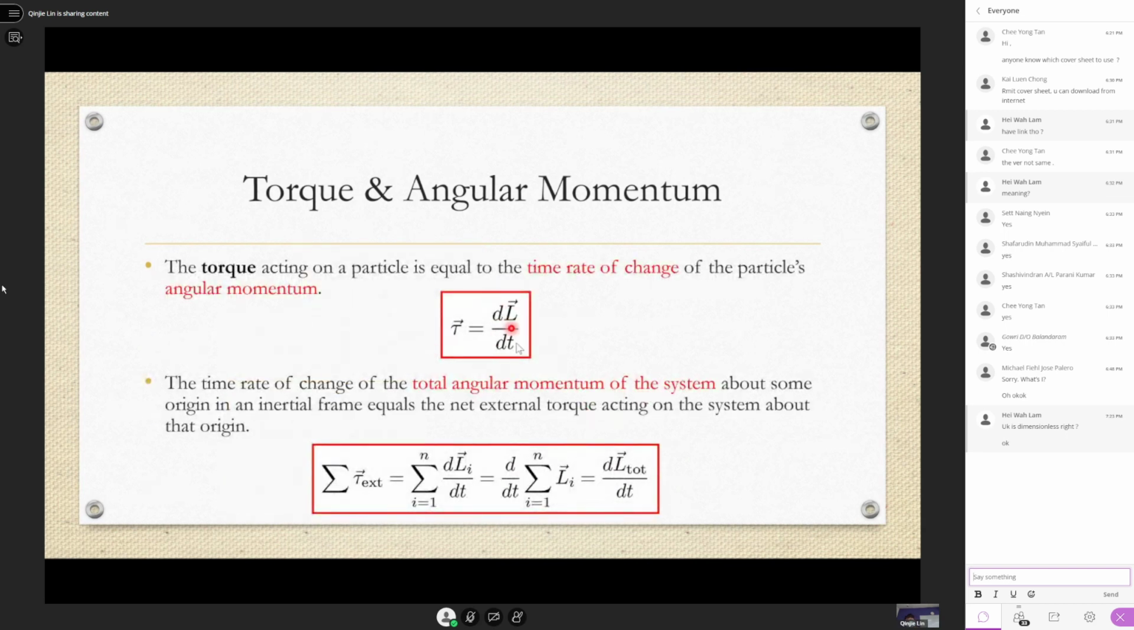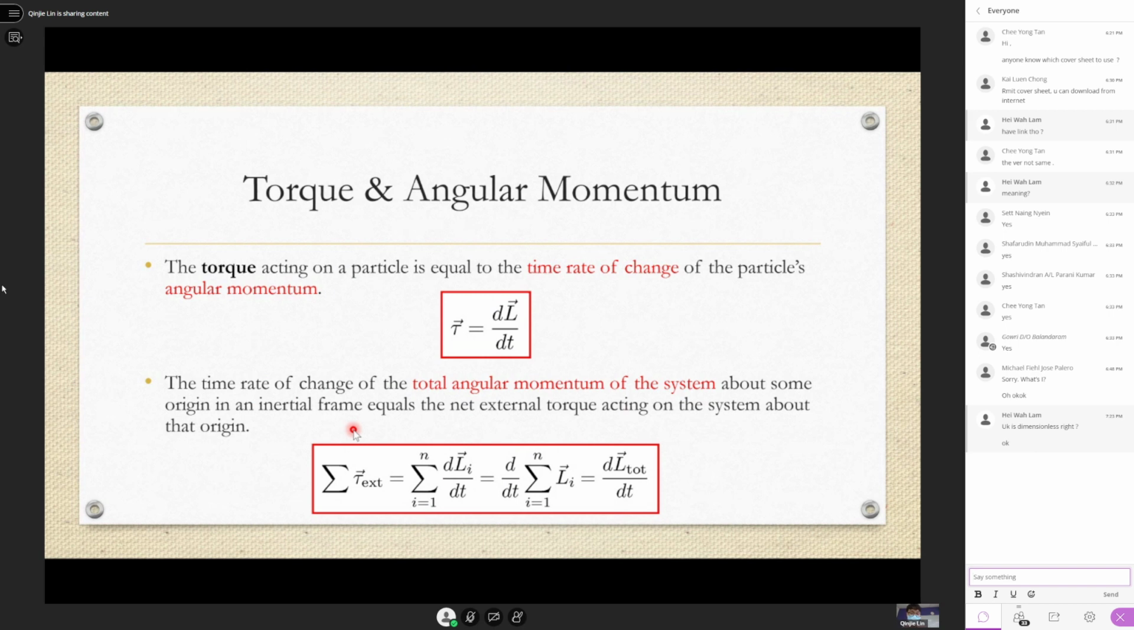Okay, so this is the equation. The torque acting on a particle is equal to the time rate of change of the particle's angular momentum. Okay, torque equals dL over dt. The time rate of change of the total angular momentum of the system about some origin in the inertial frame equals the net external torque acting on the system about the origin.